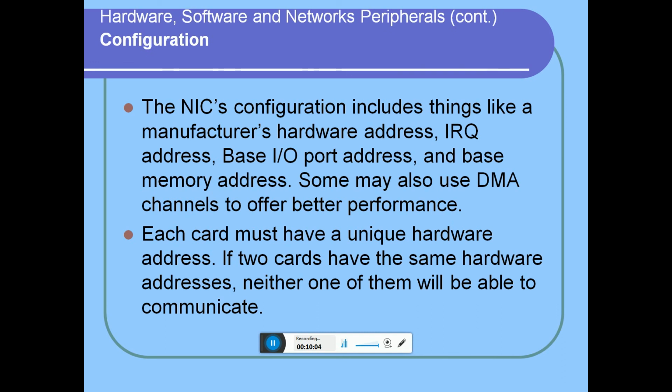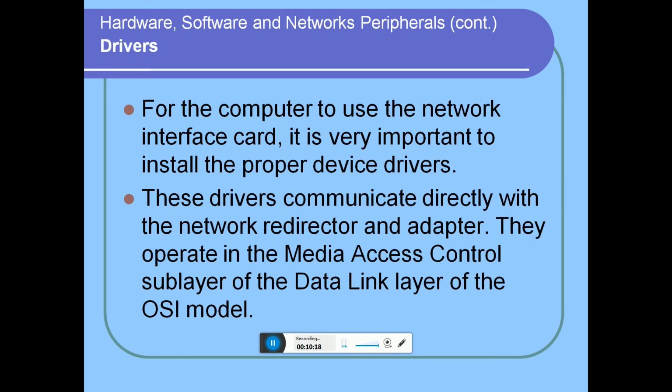NIC configuration covers things like the hardware address, IRQ address, and base input/output addresses. Each card must have a unique hardware address. If two cards have the same hardware address, neither one of them will be able to communicate.